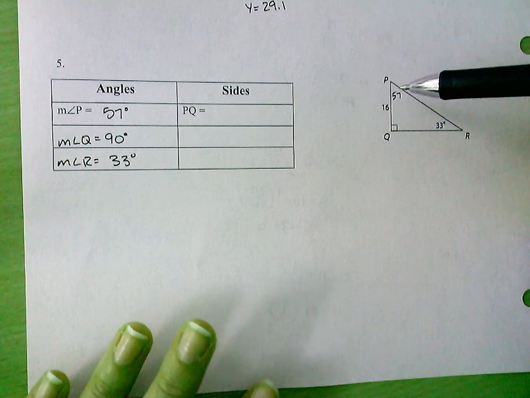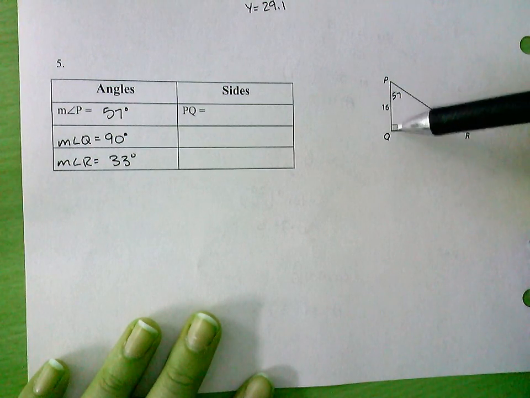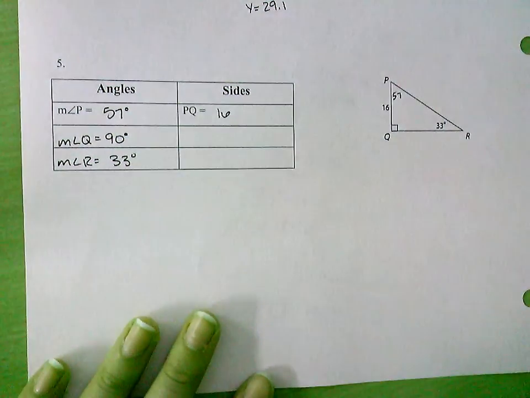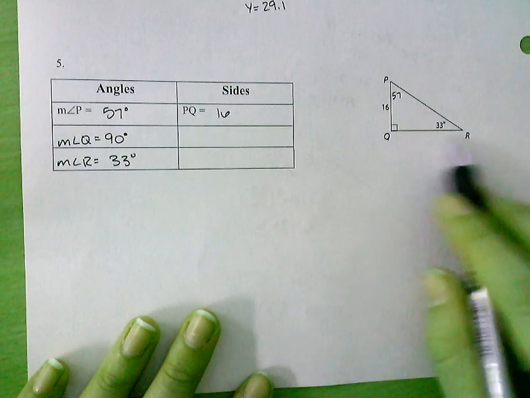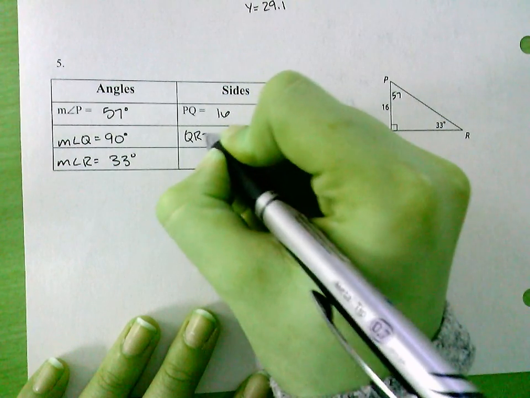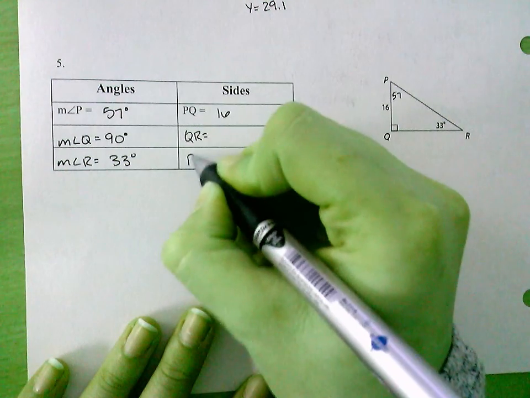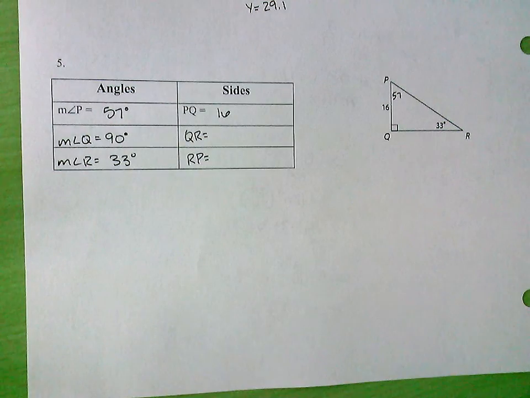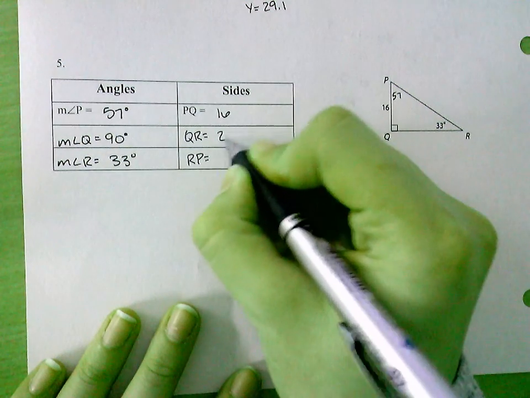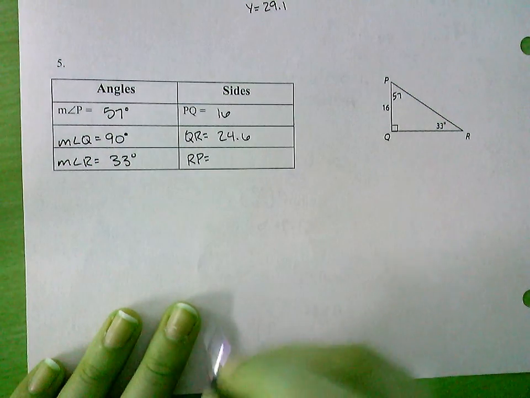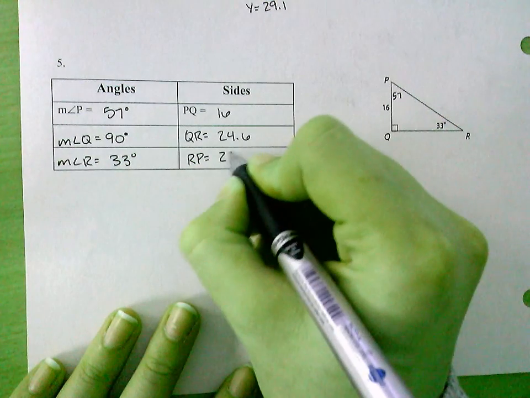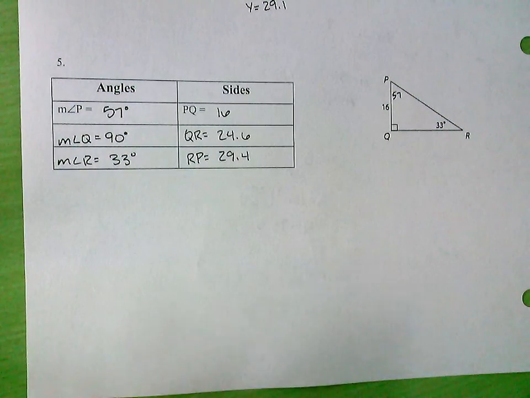For your sides, PQ is 16. QR, we don't know yet, so I'm just going to write QR. And then we also need RP. Okay, so we need the two sides. The answers: QR is 24.6 and RP is 29.4. Can you explain those? Yes, I'm going to explain them.